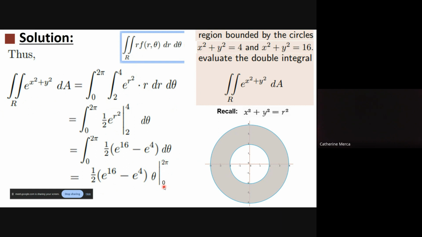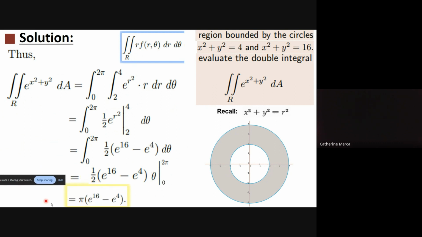Theta can be substituted by 2 pi minus 0. But 2 pi multiplied by 1/2 will simply give you pi. So you only have the following value. This is pi times e to the 16 minus e to the 4. So that's the answer for the double integral of e to the x squared plus y squared dA over the region R with the following boundaries: x squared plus y squared equal to 4 and x squared plus y squared is equal to 16.